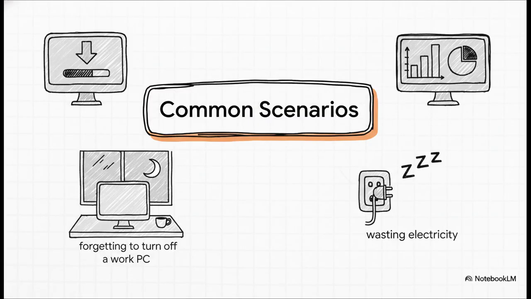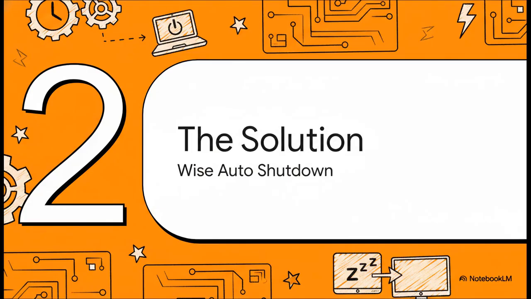Yeah, whether you're downloading massive files, rendering a video, or you just flat out forget to shut down your work PC, we've all been there. And these are exactly the kinds of repetitive, simple tasks that are just perfect for an automated fix. So, what's the fix? Well, that's where something called Wise Auto Shutdown comes in. It's a simple and free utility that's designed to do one thing and do it really, really well. Take over the job of powering down your PC so you don't have to.